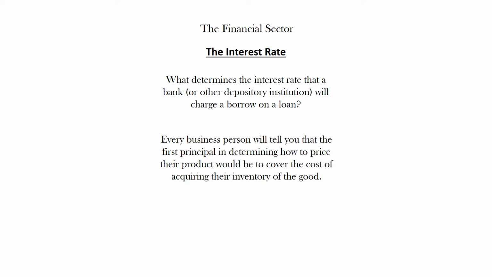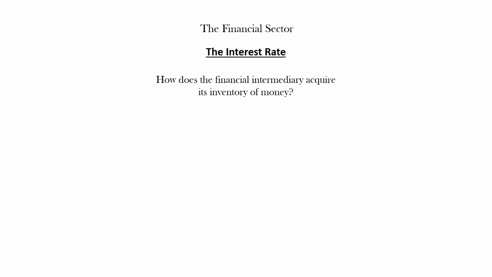Every business person will tell you that the first principle in determining how to price their product would be to cover the cost of acquiring the inventory of the good. That is, the price of the product must exceed its cost. Whether that's the cost of producing it themselves or the cost of acquiring it from, say, a distributor or a wholesaler. How does a financial intermediary acquire its inventory of money?